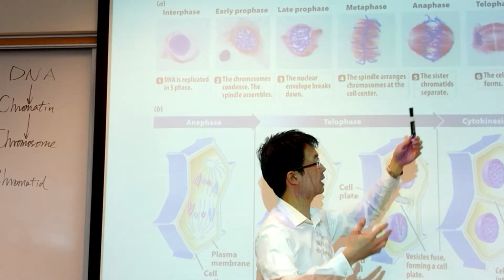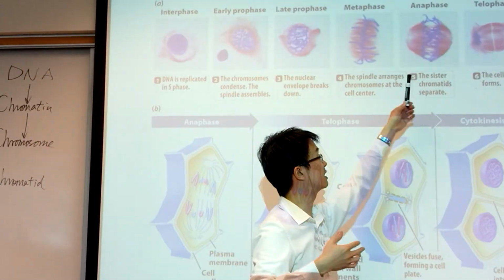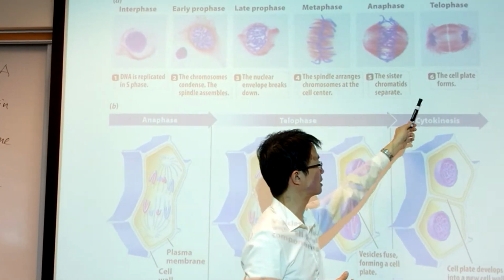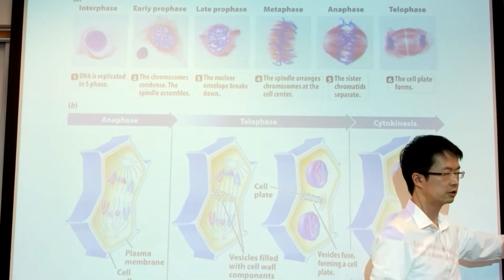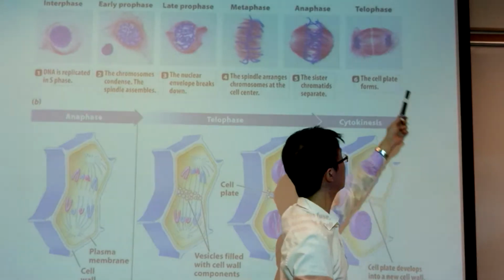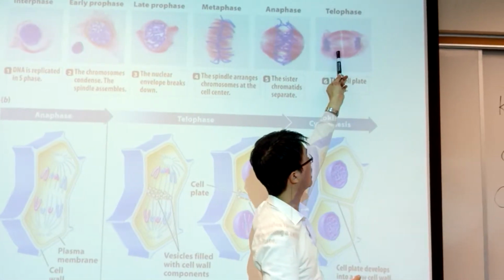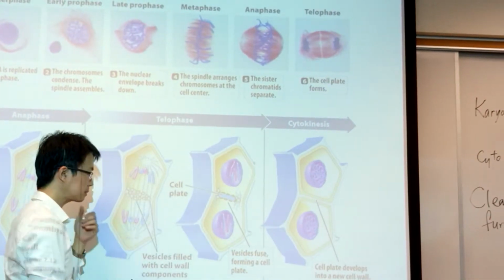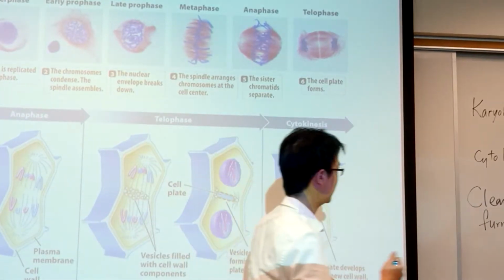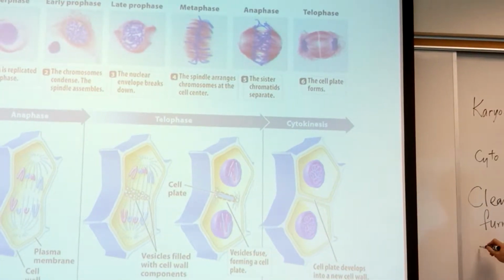In anaphase, yes, they already separated. You can see it like this. And then in telophase, in plant cell, they do not have cleavage furrow. What do they have? They have something called a cell plate. Cell plate for the plant cell.